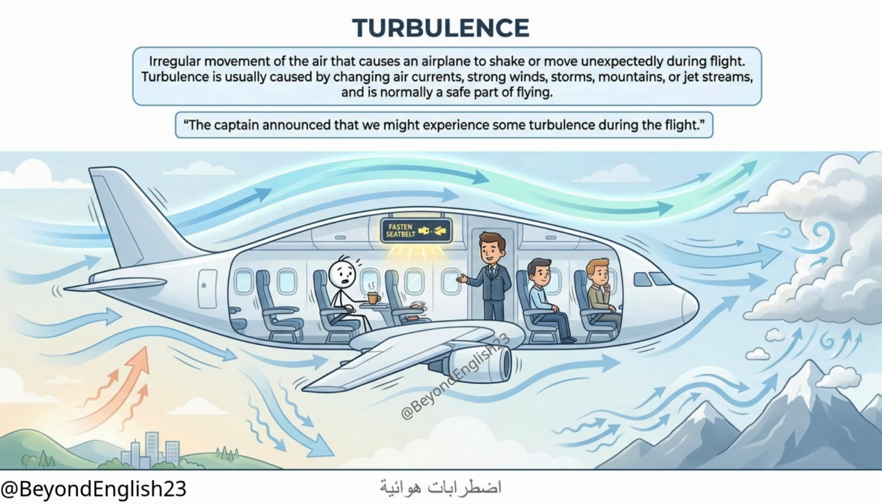8. Turbulence. Turbulence is the irregular movement of air that causes an airplane to shake or move unexpectedly during flight. It can be caused by changing air currents, strong winds, storms, mountains, or jet streams. It is usually a normal part of flying and is generally safe when passengers follow safety instructions. Example, the captain announced that we might experience some turbulence during the flight.